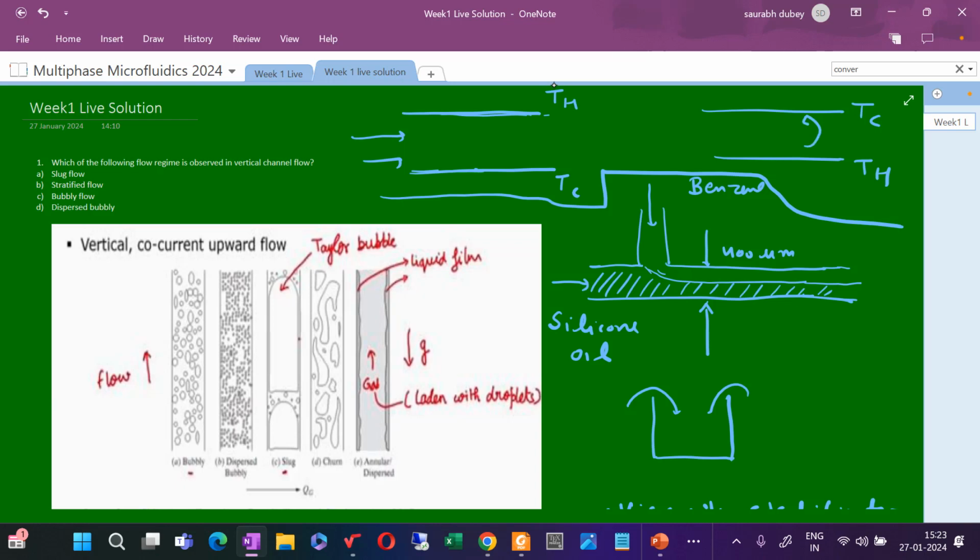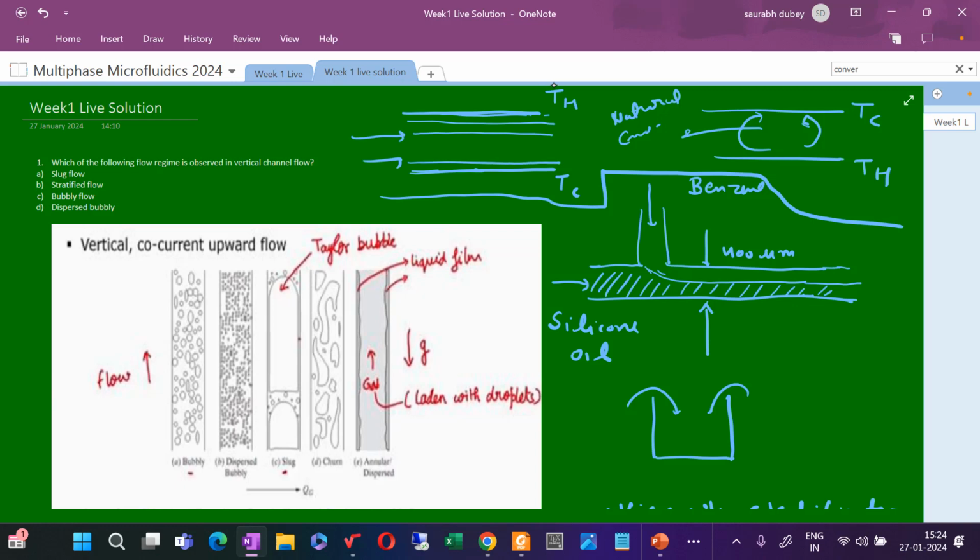So there will be mixing. There will be convection, natural convection coming up in the second case. So here this stratification will be disturbed. But in this case, the stratification will be retained. Stratification being retained means this particular layer will have the same density, and this particular layer will have the same density.